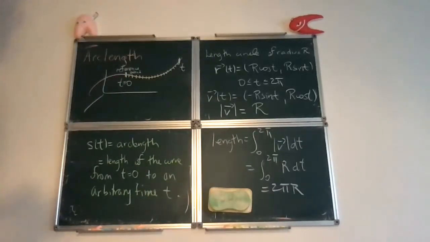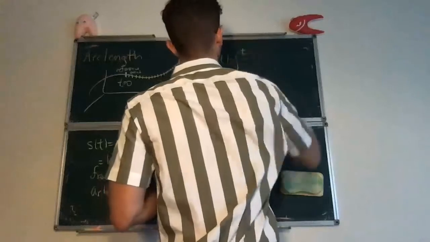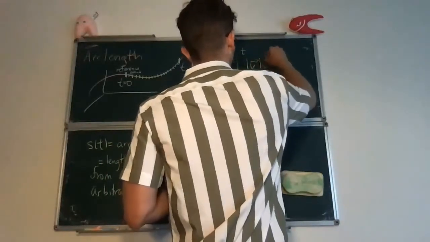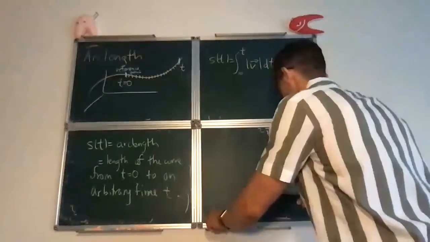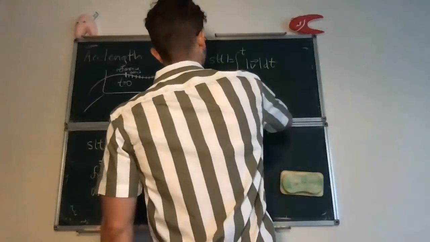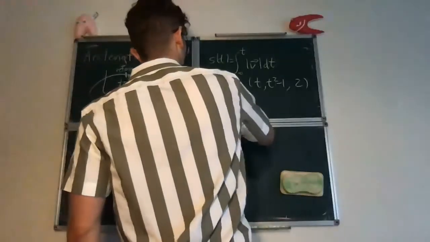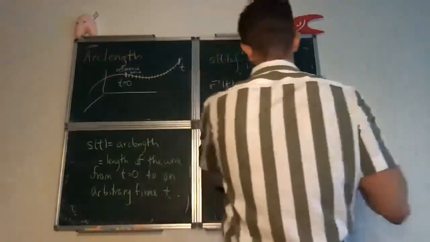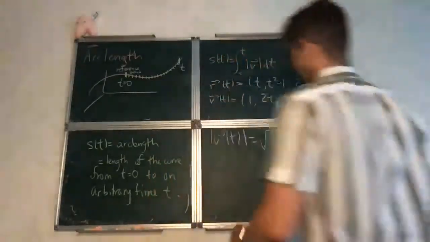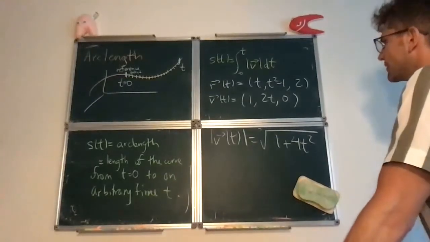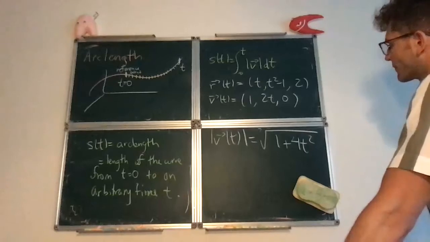Okay, so in practice, I'm using abusive notation. The formula for the arc length will then be the integral from 0 to t of the speed dt. It's a bit abusive because maybe you should use a different letter here, but it won't cause confusion in practice. So, for example, if the curve is t squared minus 1, 2, then the velocity is 1, 2t, 0, and then the speed is square root of 1 plus 4t squared. And so, okay, do we know how to integrate this? I don't think we do.